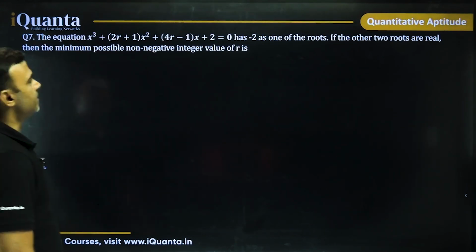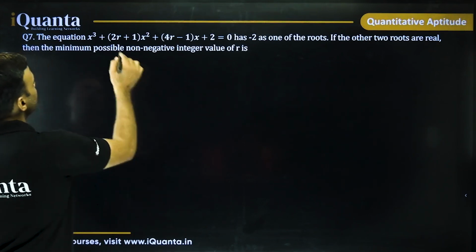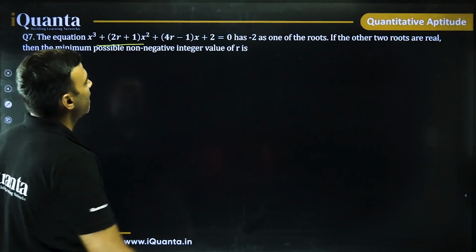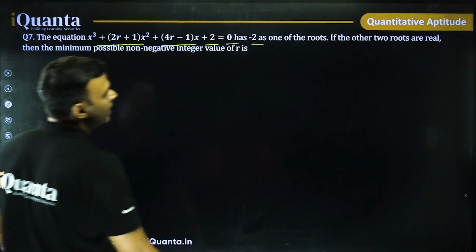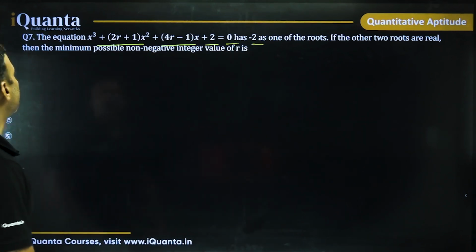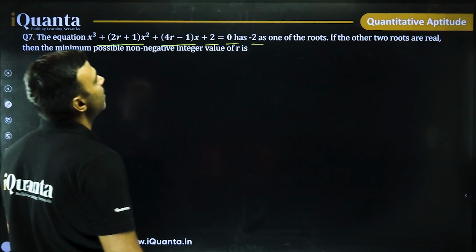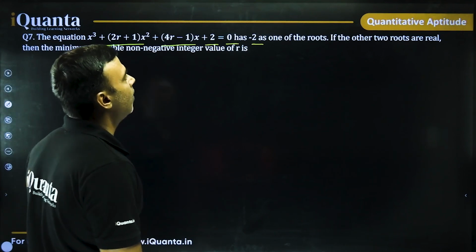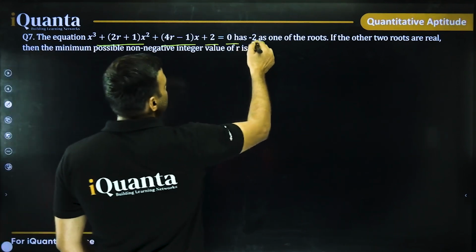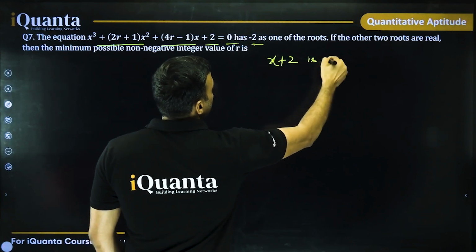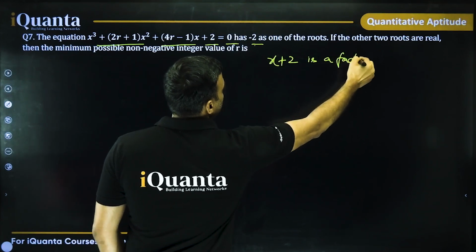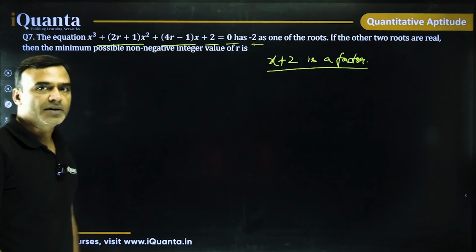Now this is a very interesting question. It says the equation x cube plus (2r plus 1) x square plus (4r minus 1) x plus 2 is equal to 0 has minus 2 as one of the roots. If the other two roots are real, find the minimum possible non-negative integral value of r. Wow. You see, if minus 2 is a root, then x plus 2 is a factor. If minus 2 is a root, then x plus 2 has to be a factor, right?